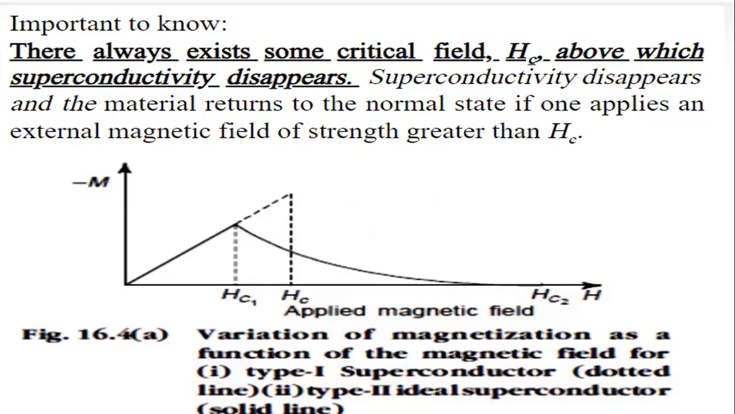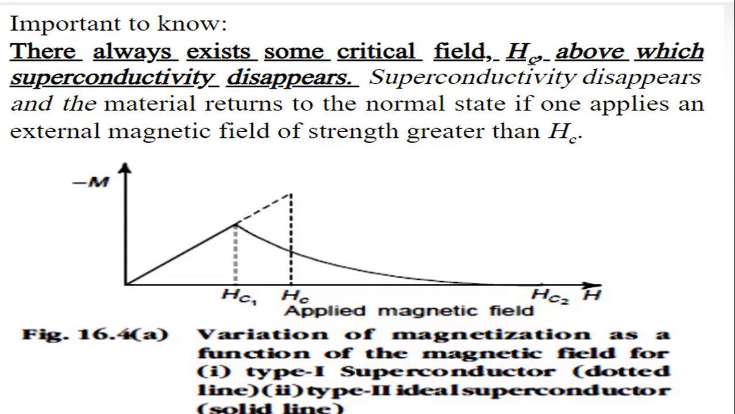Now, there really exists a critical magnetic field, represented as Hc, above which the superconductivity disappears. Below this, superconductivity exists. When superconductivity disappears, the material returns to the normal state.